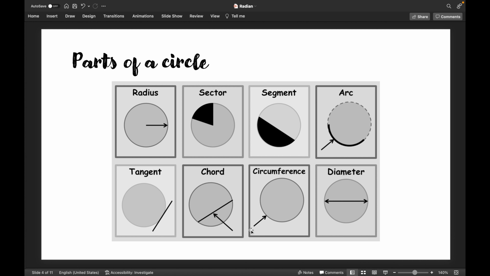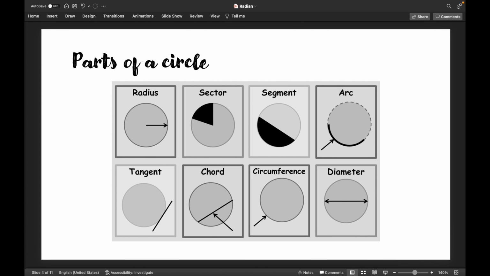This isn't really part of the syllabus, but it will be really important to know. So first, let's look at the radius. It's the line segment that connects the center of the circle to any point on the circumference. The circumference would be this. So it's a line segment that connects the center of a circle and a point on the circumference.